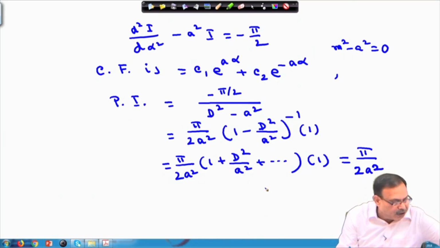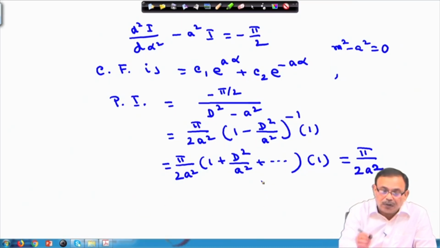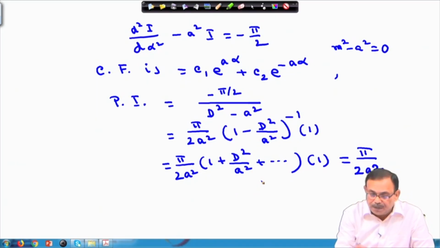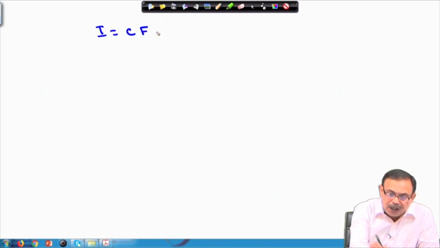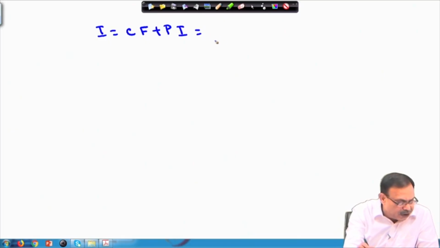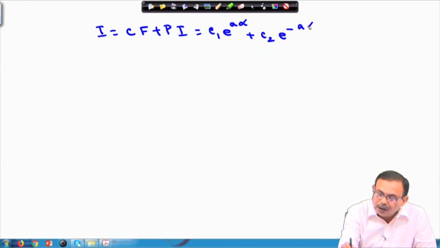So, you have obtained CF, you have obtained PI. So, you can write down your I now as CF plus PI. So, your I is equals to CF plus PI, that is the solution of the second order ODE. Your CF is C 1 e power a alpha plus C 2 e power minus a alpha, and your PI is pi by 2 a square from the earlier one.